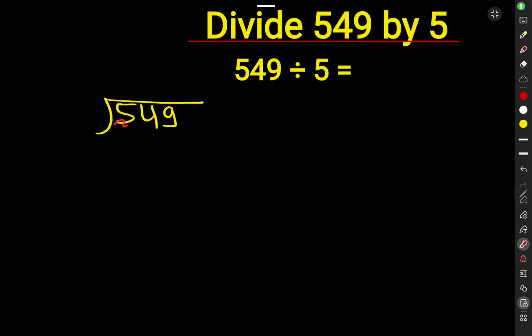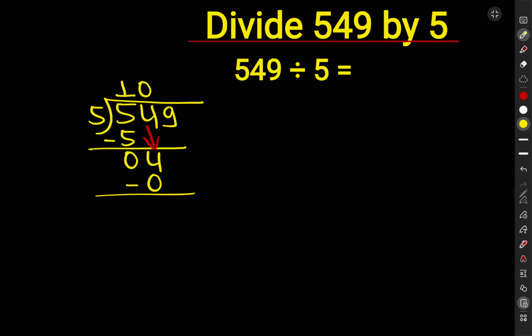Here we divide 549 by 5 in a long division method. 5 times 1 is 5. On subtracting we get 0. So now we put down this 4 and 5 times 0 means 0.